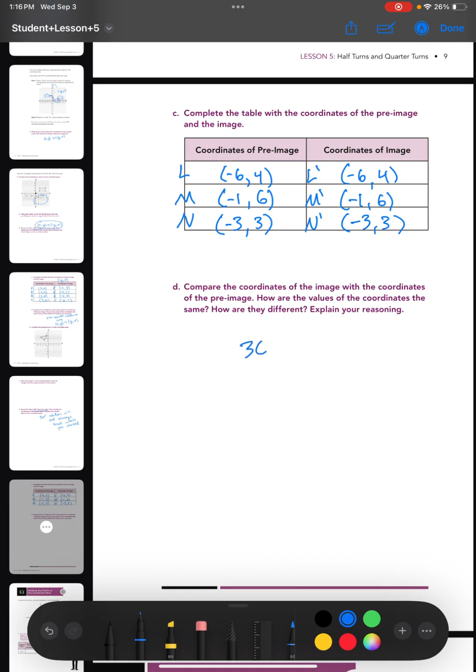So in other words, a 360 degree rotation, I wouldn't even call it a rule, because all that means is that x, y is going to stay x, y. The points aren't going to move. They're going to be the exact same.